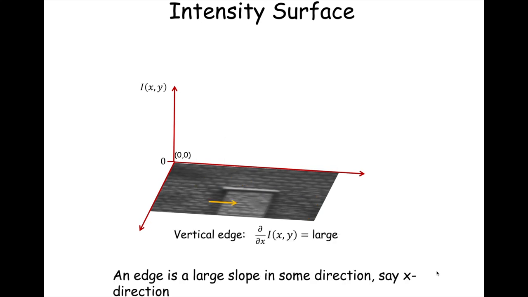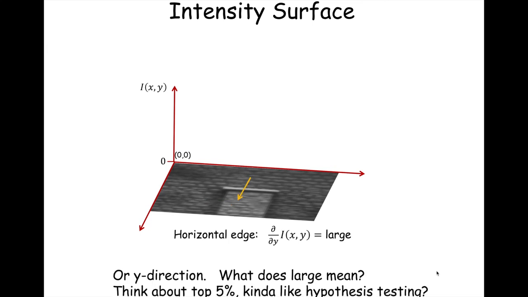Let's take a look. A vertical edge is a large slope along the x direction, right? Likewise, a horizontal edge is a large slope along the y direction. So if you wanted to describe the shape of something in an image, you would compute all the edges, and then given all the edges, you would take an inventory, like say a histogram, and say, show me the distribution of the orientations of all the edges. Now, why might you do that? Let's take a look at why you might do that.